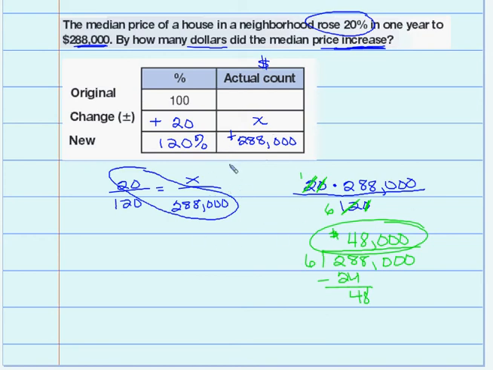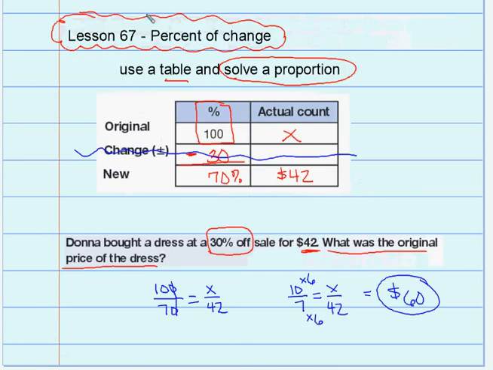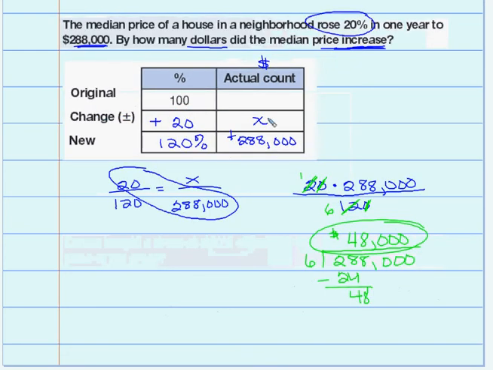Okay, so a couple different ways that I showed you how to do percent of change problems. One, just make sure that when you start with your percent, it always starts with 100%, and then you either add or subtract the amount of change. And then make sure that you're filling in your variables where they belong based on what the question is. And then write your proportion, use cross products, and solve. Okay?